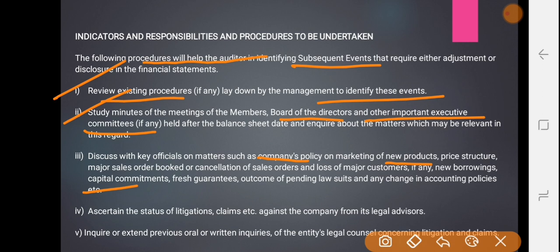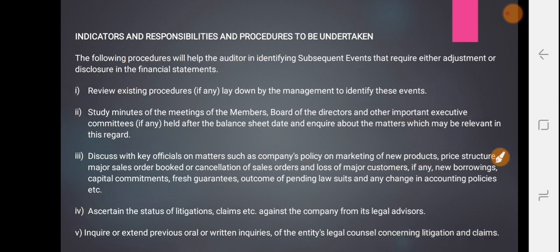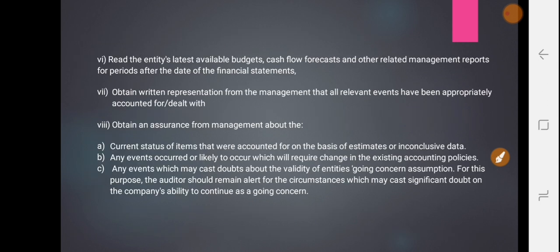Then inquiry or extended provision: oral or written inquiries of the entity's legal counsel concerning litigations and claims. So these are all the indicators of a subsequent event. We have a few more indicators that include the following.